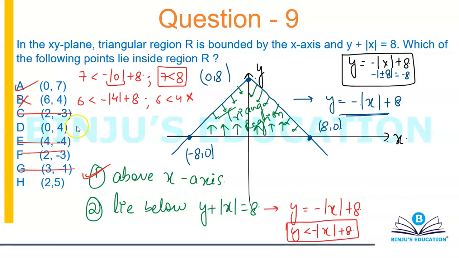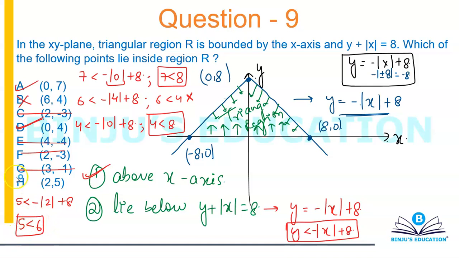Let's do that with option D. 4 is less than minus of mod 0 plus 8. This is indeed true because 4 is less than 8. So D is also correct. And the last option is option H. Plug in the values: 5 is less than minus of mod 2 plus 8. So 5 is less than 6, which is also true, which means H is also correct. So there are 3 points which lie inside this triangular region: option A, option D, and option H.